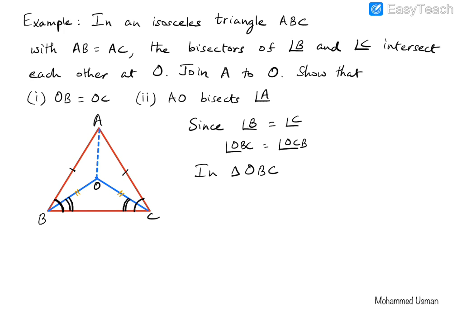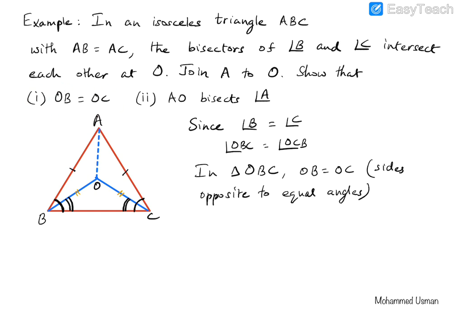So let's write that. In triangle OBC, OB equals OC. Why do we say that? Because these are sides opposite to equal angles. So this is what we had to prove in the first case. The sides opposite to equal angles are equal, and based on that we have now proven that OB is equal to OC, which is exactly the first part of the question. We had to prove OB equals OC.